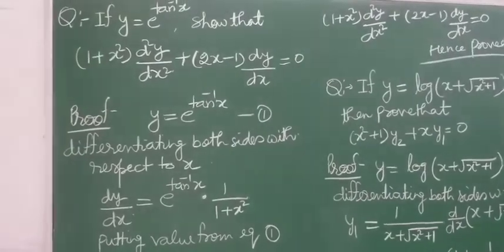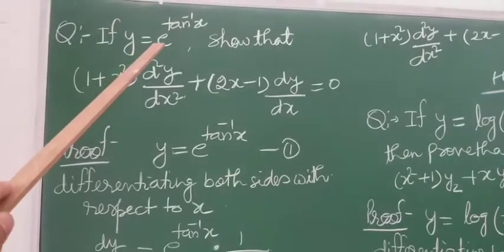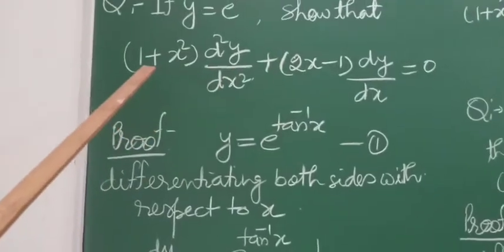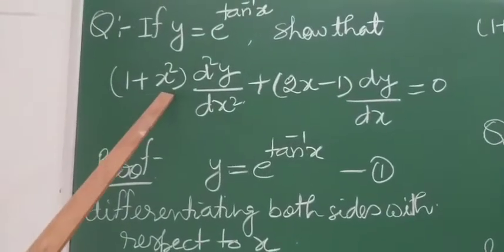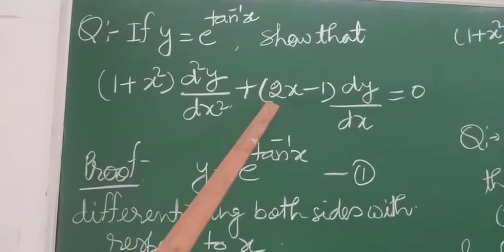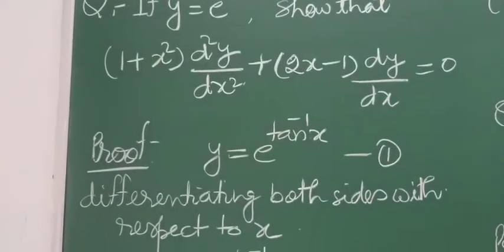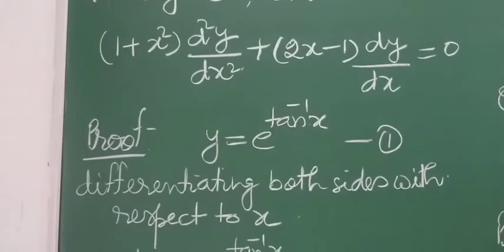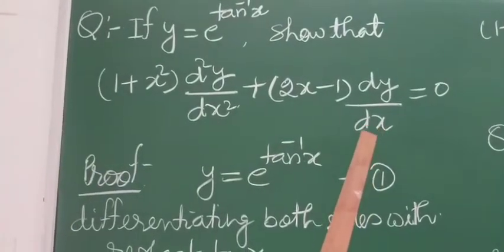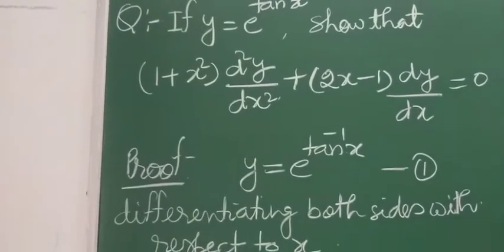Now students, second question. If y equals e to the power tan inverse x, then show that (1 plus x square) d square y upon dx square plus (2x minus 1) dy by dx equals 0. Students, this is the question. We have to prove this. dy by dx is the first order derivative, d square y upon dx square is the second order derivative.